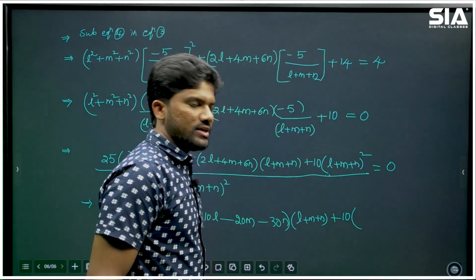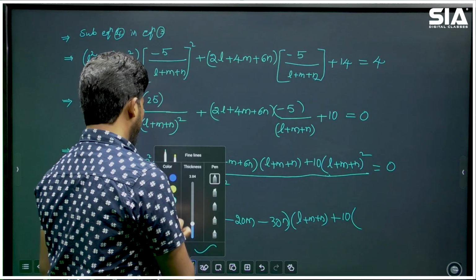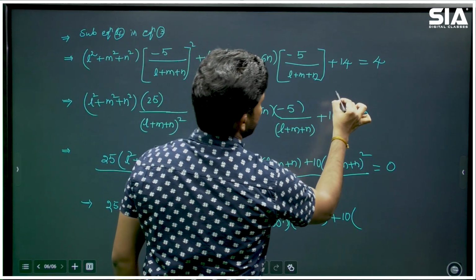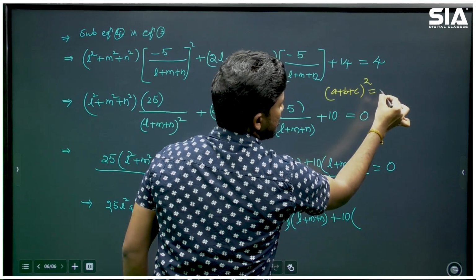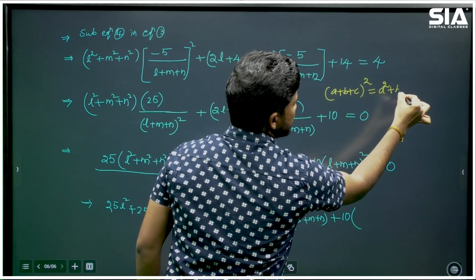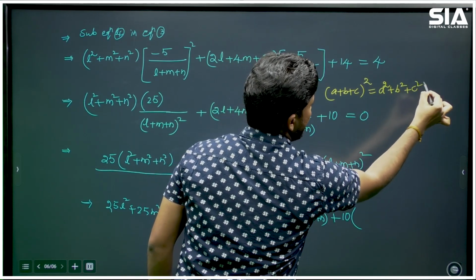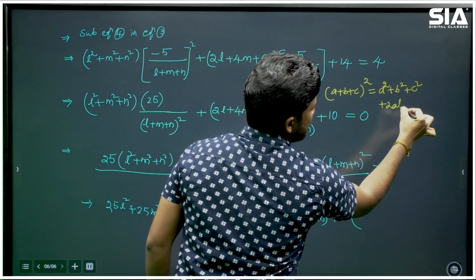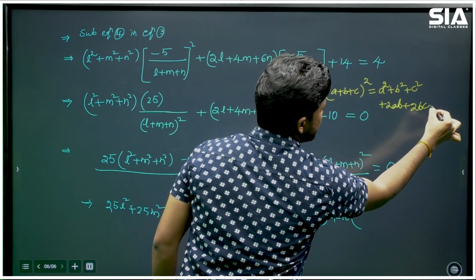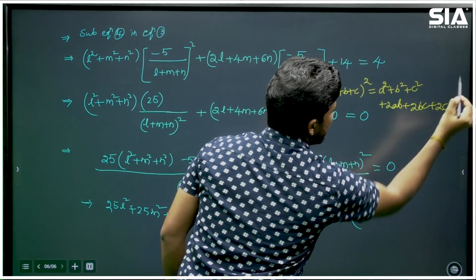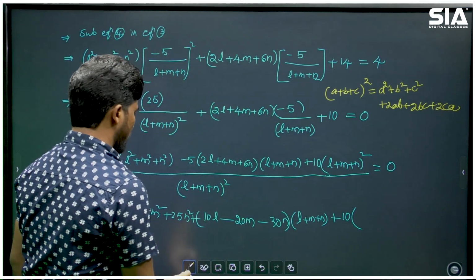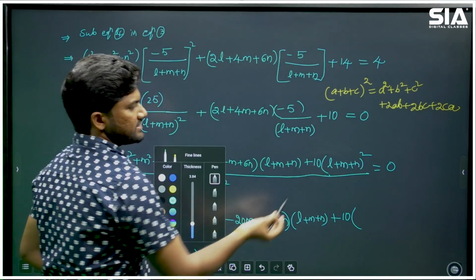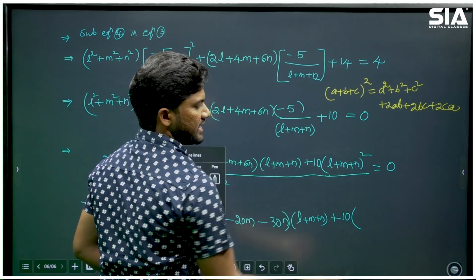The A plus B plus C whole square formula. Okay, so what is A plus B plus C whole square? You know very well: A plus B plus C whole square is equal to A square plus B square plus C square plus 2AB plus 2BC plus 2CA. So this is the A plus B plus C whole square formula. Accordingly, what is the A value here? A is L, B is M, C is N.